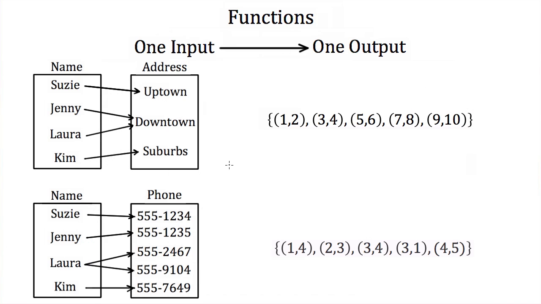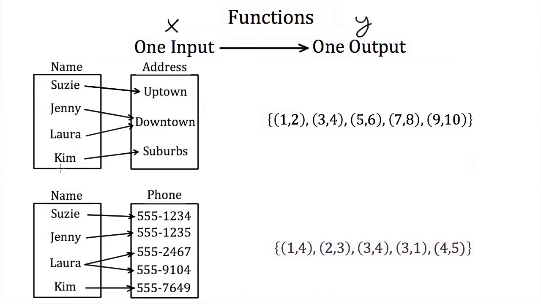Now, a function is a special type of relationship where you have only one input value which corresponds to only one output value. Another way of thinking of this is for every value of x that we can come up with, we should get only one value of y.